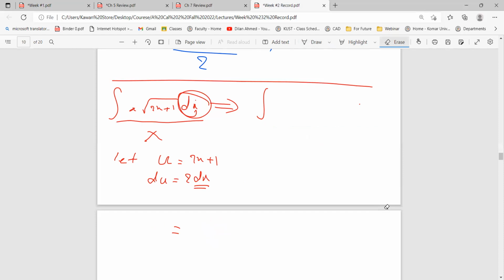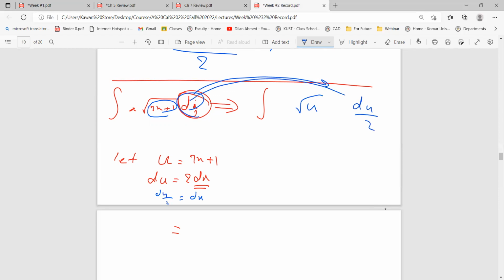So now, to be more clear for you, I say the square root changed to u. Do you agree with that one? It's clear? That changed to u. So I have square root of u. Do you have any problem with that one? Now I need to change dx to something. So I don't know dx is equal to what. I say du is equal to 2 dx. So dx is equal to what? Du over 2. So again, I have du over 2. Do you have any problem with here?